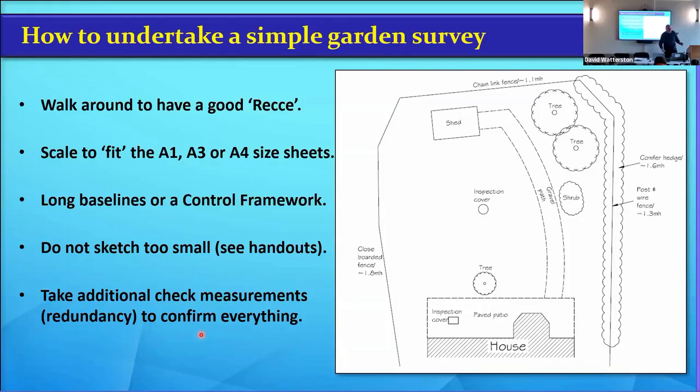So 50% of your measurements, you don't need them. But that will come after experience. And then you can reduce it and get your surveys done quicker. So basically here we have just the back of a house.